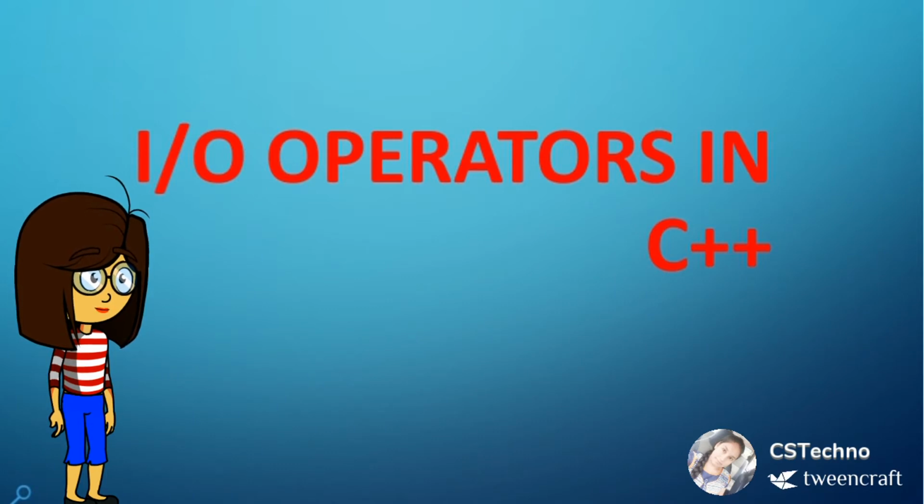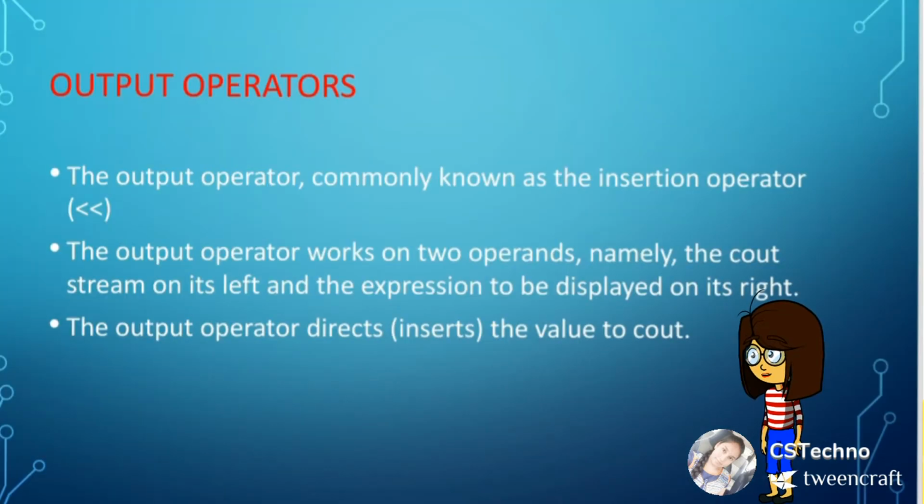First, we'll see what output operators are in C++. The output operator is called the stream insertion operator. This operator works with two operands. The first one is the cout stream, which is placed on its left, and the next one is the expression, which is placed on its right. Here the output operator is used to insert the value into cout.